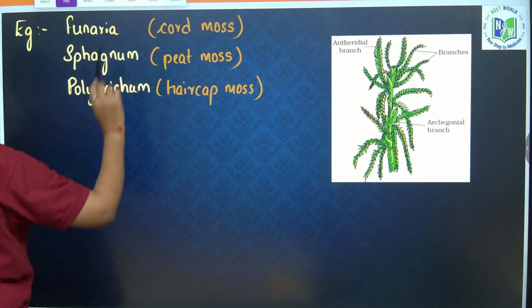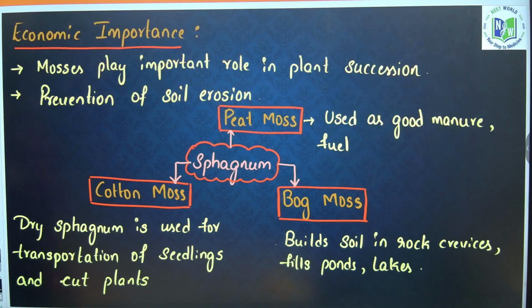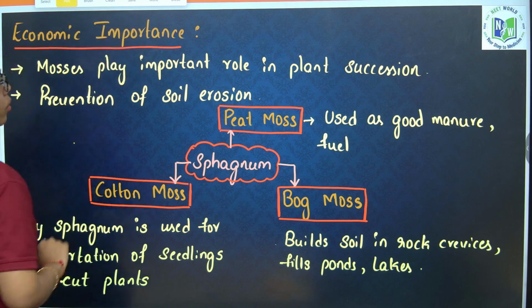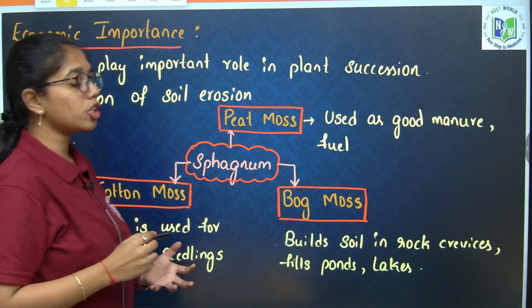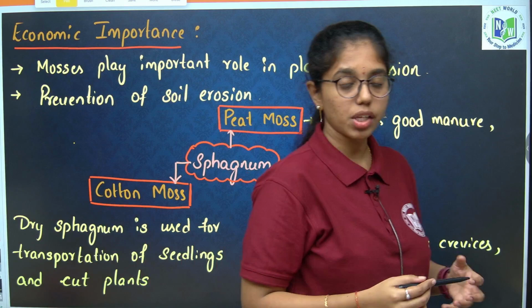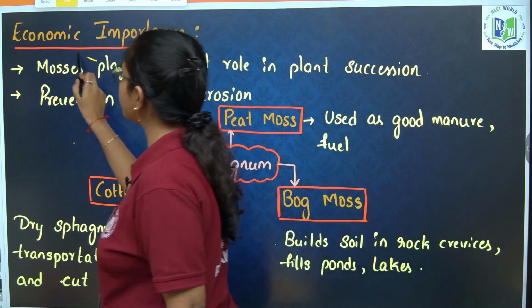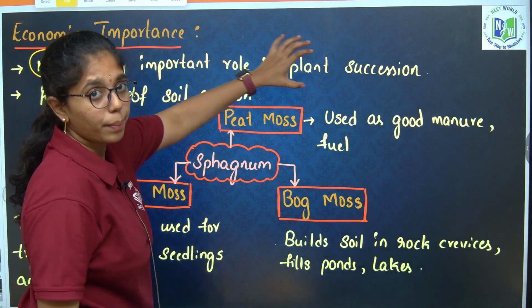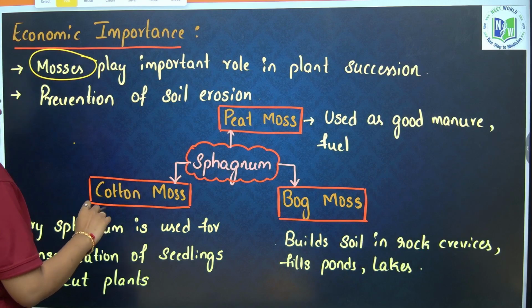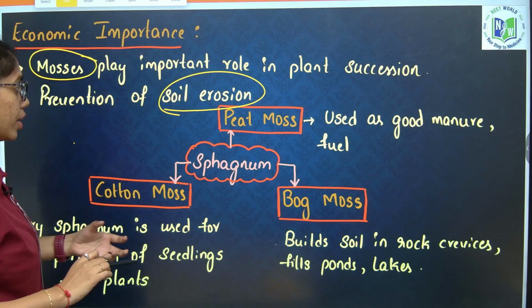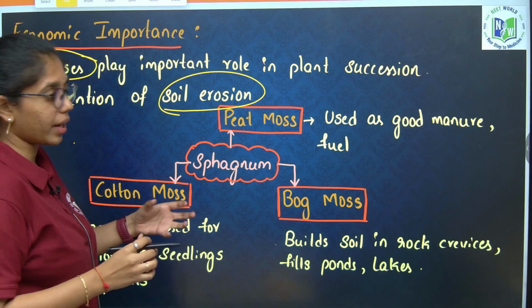Many times questions are asked regarding economic importance, especially from Sphagnum. First, let us see how mosses on the whole are helpful. Mosses play a crucial role in plant succession. Lichens, we know, are the pioneers of plant succession. After lichens, it is mosses that build up so much of life in the succession, and they also prevent soil erosion by increasing soil fertility or the soil's ability to bear life.